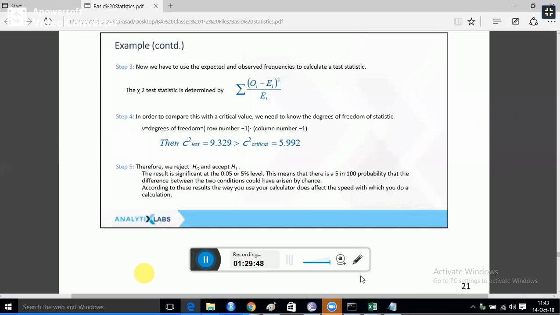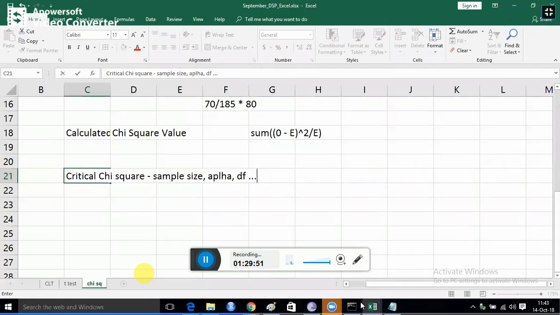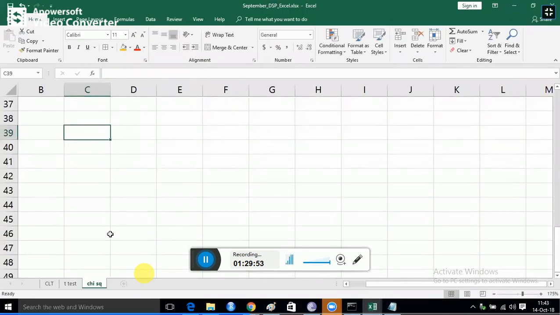I hope you're able to understand what I'm saying. So let me write that down here. The importance of ANOVA and chi-square.